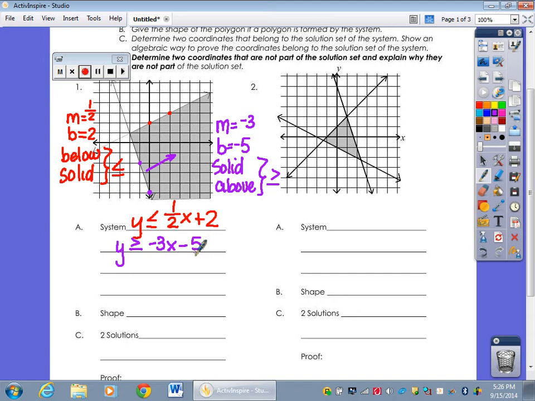Now, the question asks, what shape is that shaded region? Well, that's a quadrilateral because it's a 4-sided figure. And then it asks for 2 solutions. Well, you can pick any solutions that are inside the shaded area. So I'm going to pick this point and this point. This point is at -2, 0, and the other point is at, I'm sorry, +2, 0, and at +4, comma, -3. Those would be 2 solutions that are inside the shaded area.